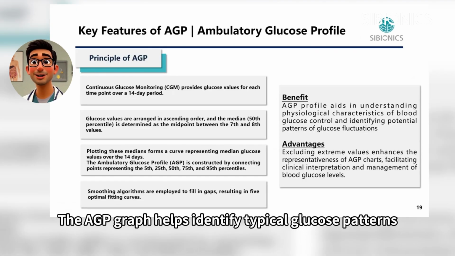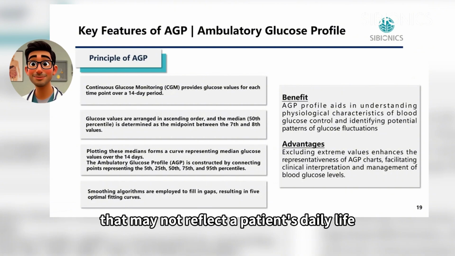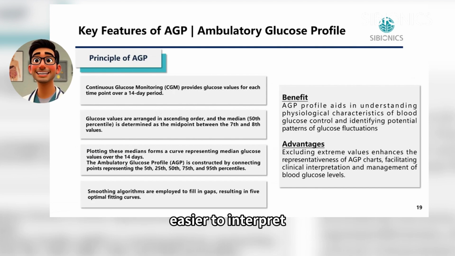The AGP graph helps identify typical glucose patterns while filtering out extreme values that may not reflect a patient's daily life. This makes the graph more representative and easier to interpret.